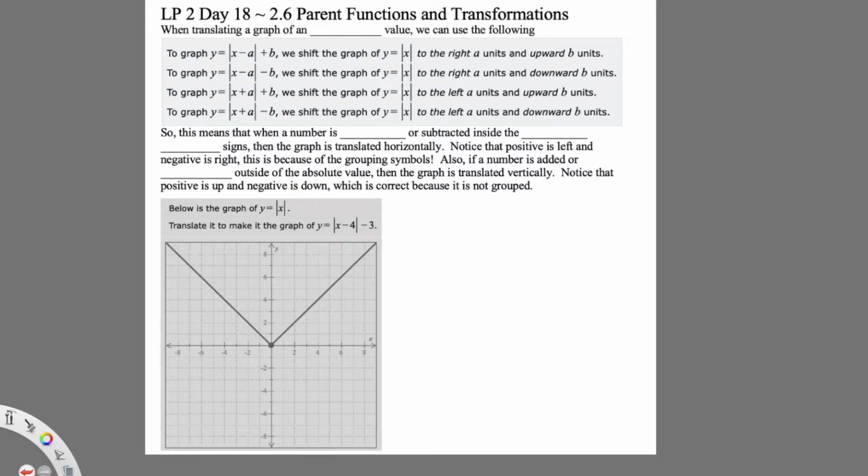All right, so we're going to look at parent functions and transformations on this one. We're specifically going to look at an absolute value, although the same rules apply to other types of functions as well. So first, let's go ahead and take a look at what I'm talking about.